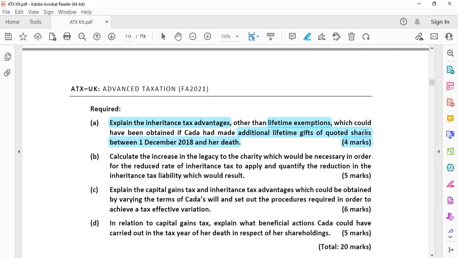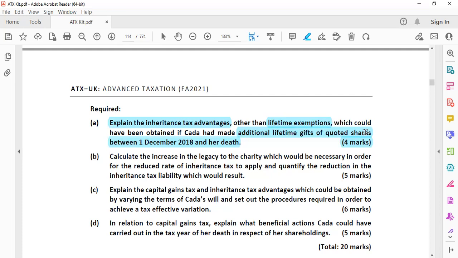It's a flat theory question that requires us to give the advantages of lifetime gifts other than the exemption we usually get. One of the benefits is the exemption, the annual exemption, that is 3,000 for the current year and 3,000 for the last year. So the question specifically says don't talk about the exemption, rather talk about the other benefits. So we need to identify what the benefits are.